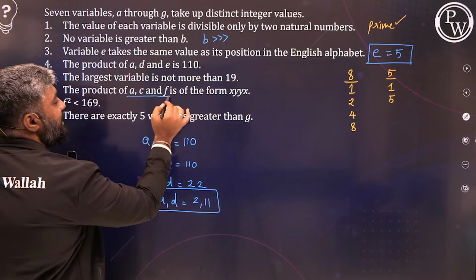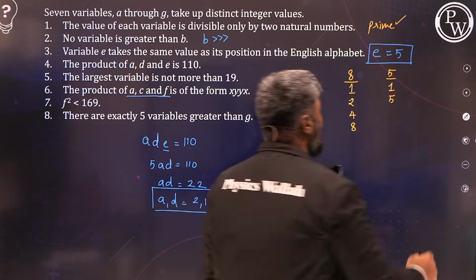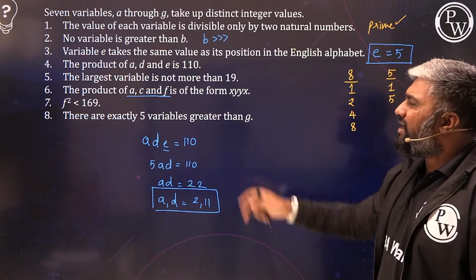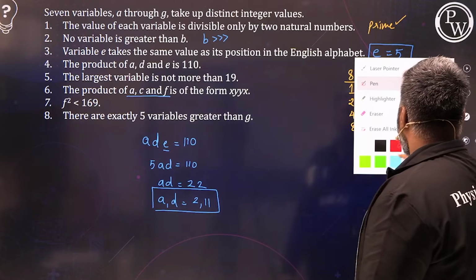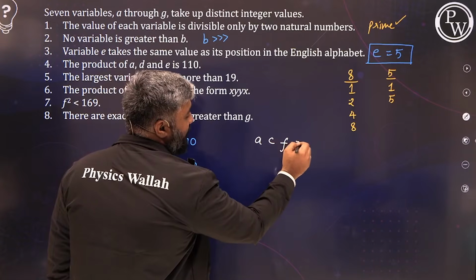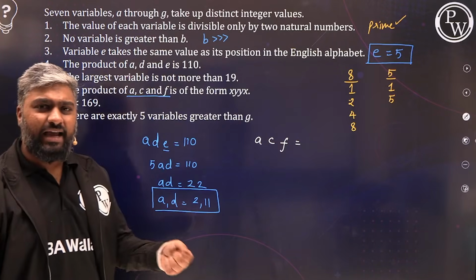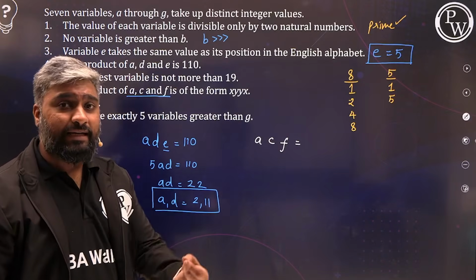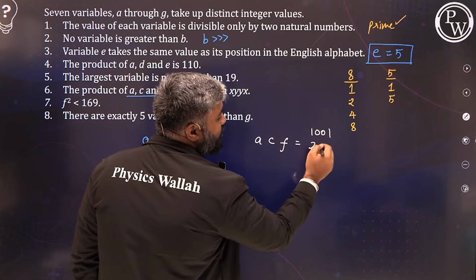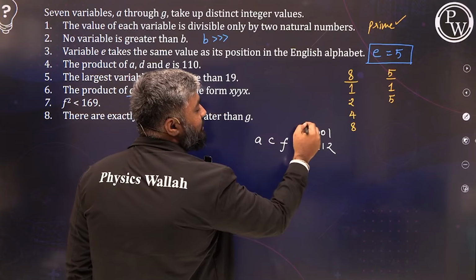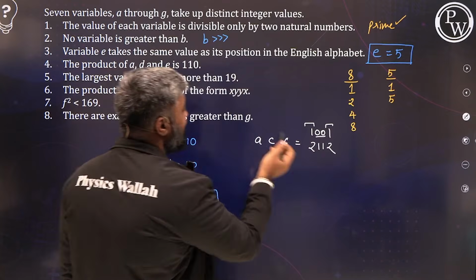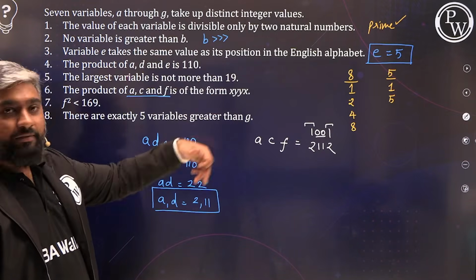The product of A, C and F. Yes. Again, we know A could be either 2 or 11, right? C or F के बारे में we don't know, but let's see if we can use that particular clue. The product of A, C, F is of the form X, Y, Y, X. What does that mean? That's the pattern, right? X, Y, Y, X could be what numbers? 1, 0, 0, 1. Yes. 2, 1, 1, 2. The idea is the first and the last digit should be the same and the middle two digits should be the same. That's the idea behind this kind of pattern, X, Y, Y, X, right?